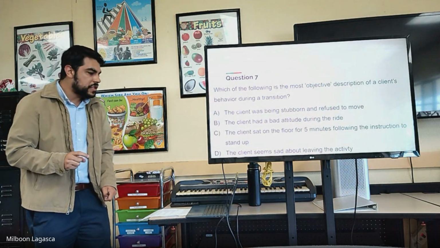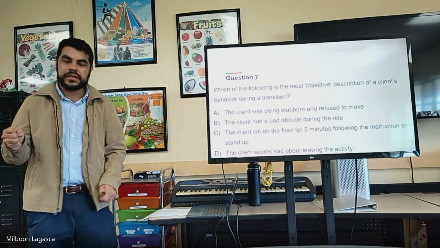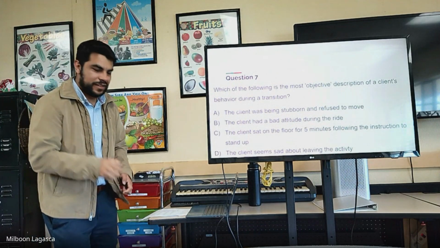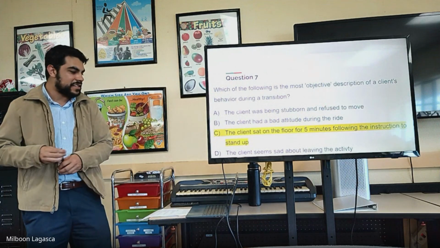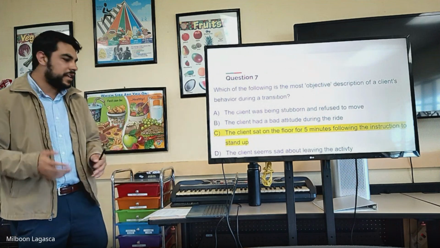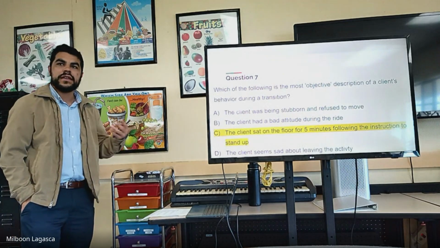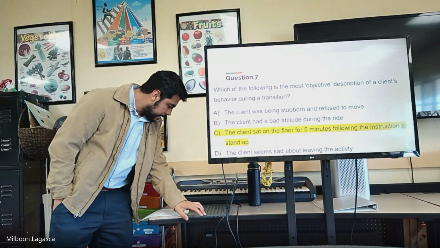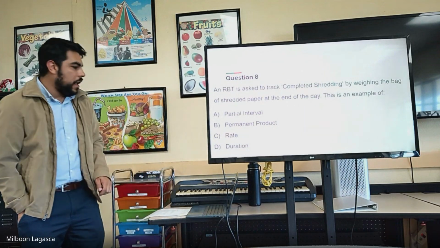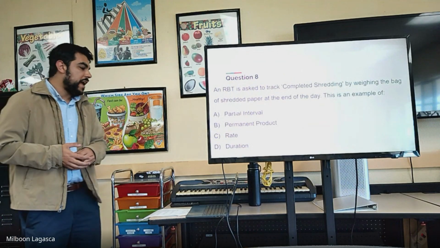Which of the following is the most objective description of a client's behavior during a transition? C. Yes. This gives us the objectivity. We get a good look at what the environment entails, the duration, and then the antecedents. Very good. Last one. An RBT is asked to track completed shredding by weighing the bag of shredded paper at the end of the day.